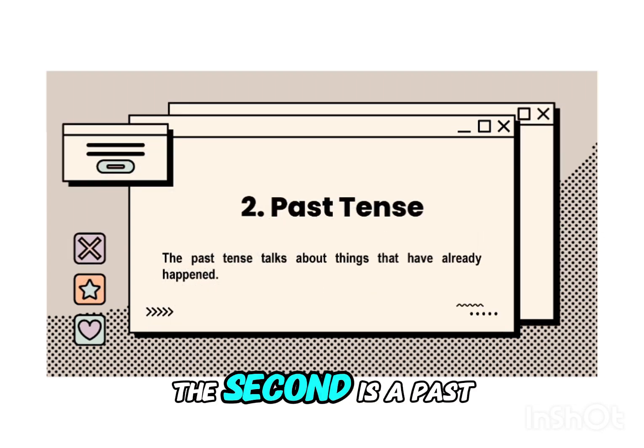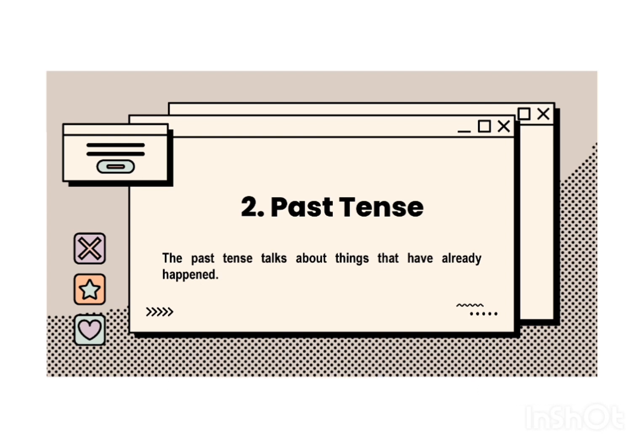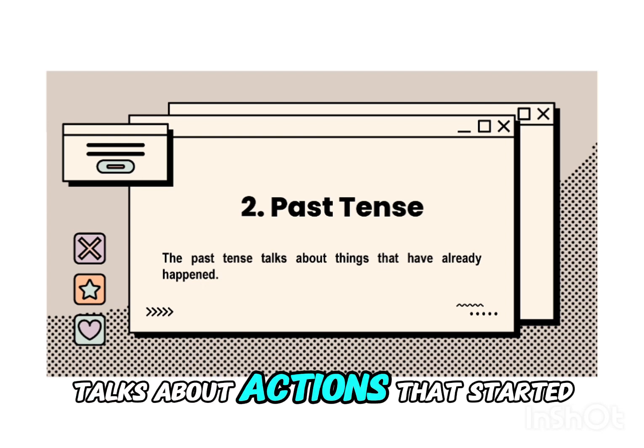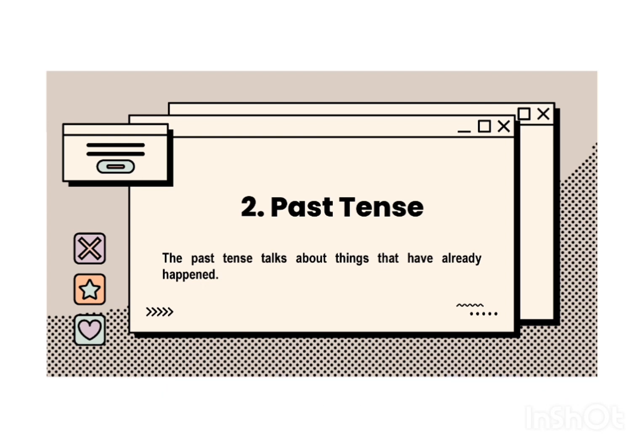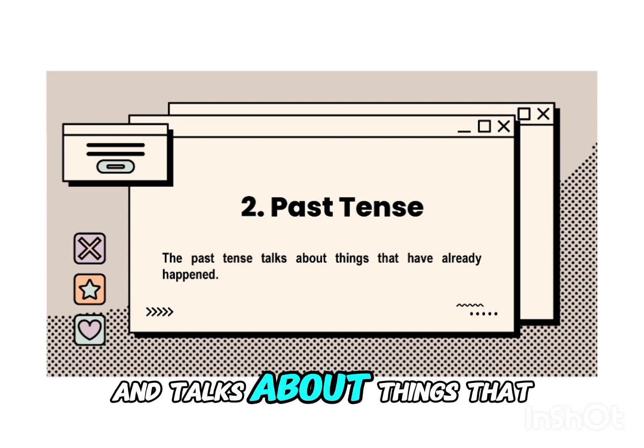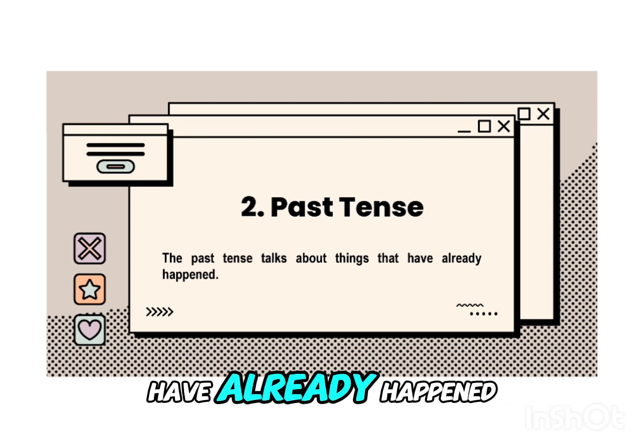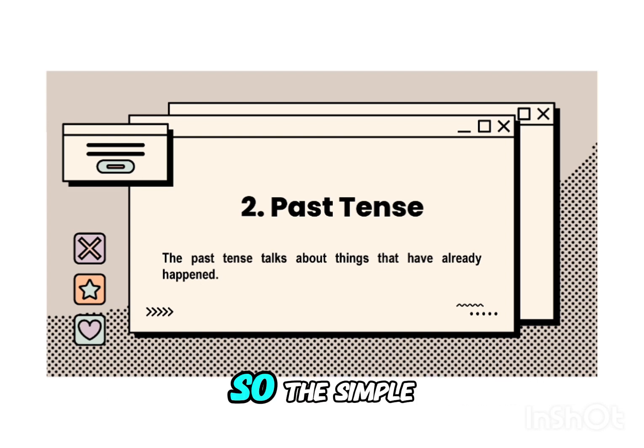So next, the second is the past tense as part of the tenses. The past tense talks about actions that started and ended in the past. The past tense talks about things that have already happened.